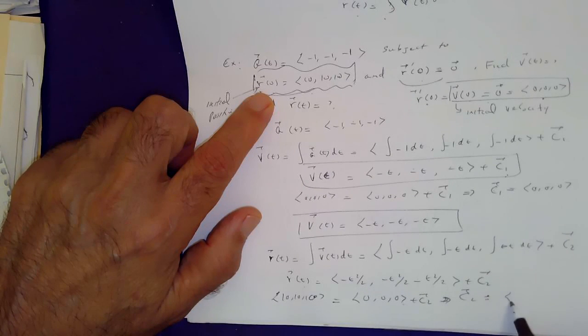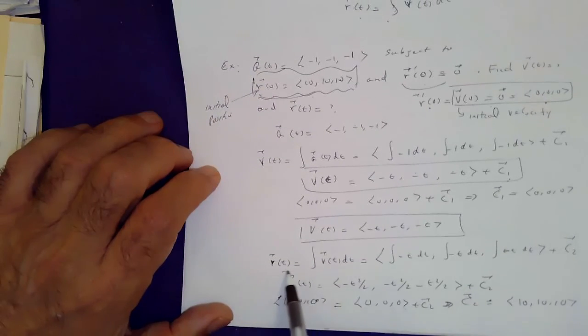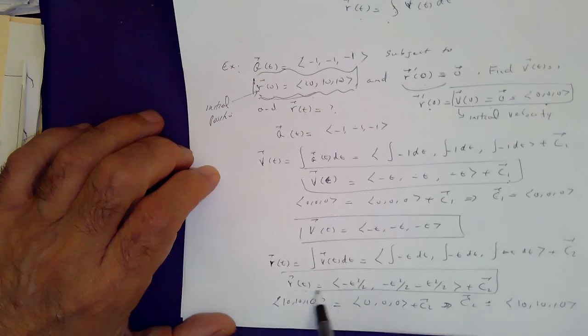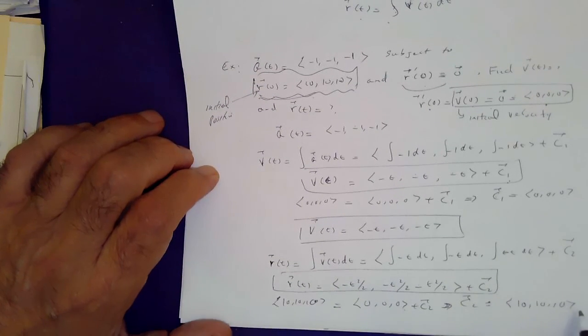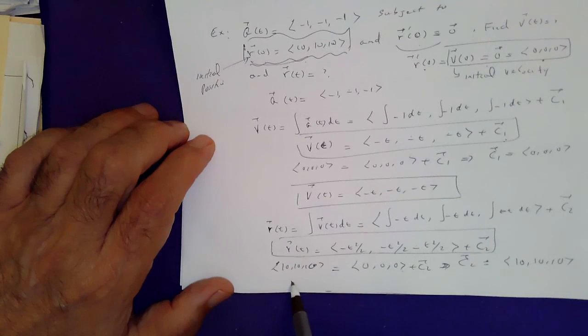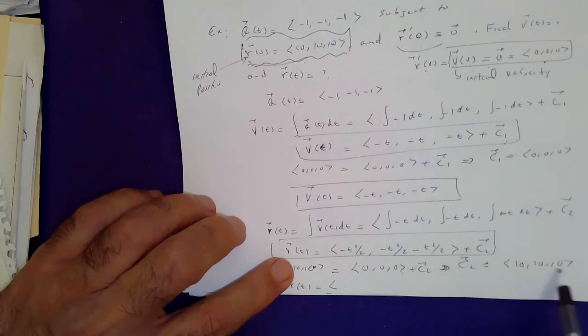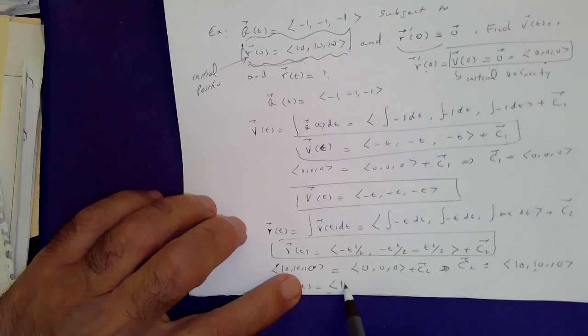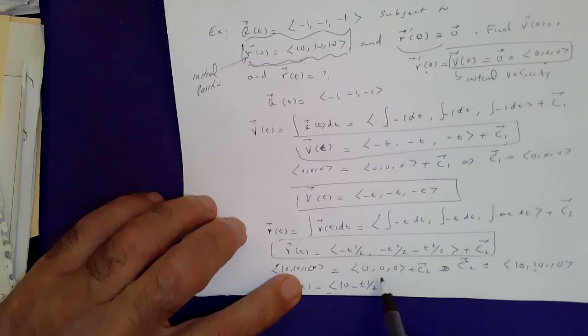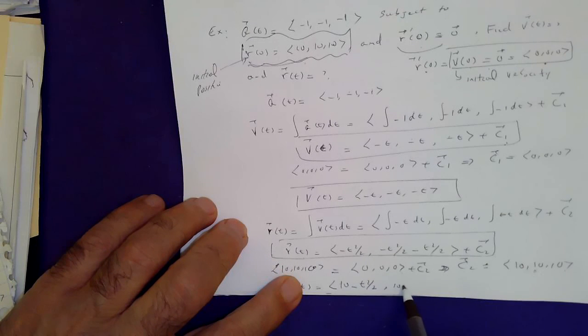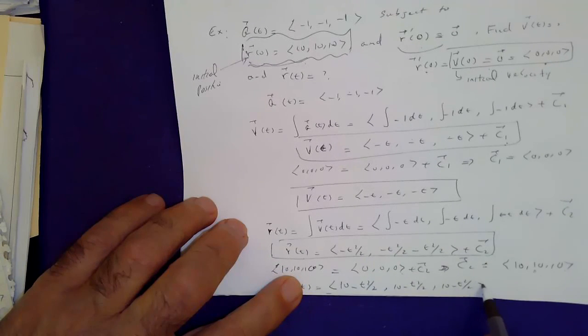C2 comes up to what? 10, 10, 10. Now go back to this equation, replace the C2 with the vector 10, 10, 10. So the answer would be what? Remember, you're supposed to add this vector 10, 10, 10 to this vector. So you get 10 minus t squared over 2, correct? 10 minus t squared over 2, and 10 minus t squared over 2.